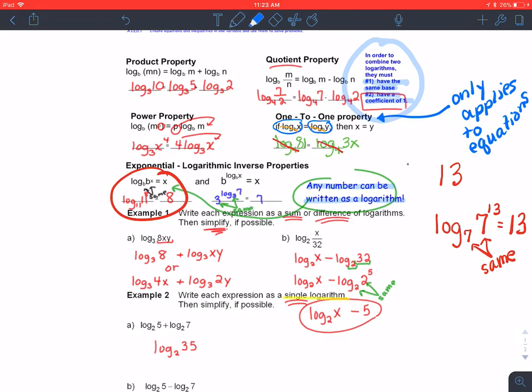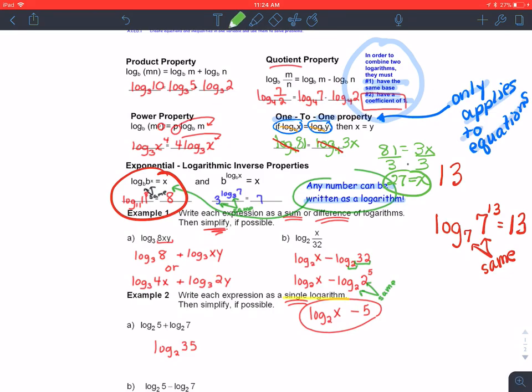This is why this is called the one-to-one property. There has to be one logarithm on each side of the equation. That would leave behind 81 equals 3x, just their arguments, and then you would continue solving that equation for x, and you would get the answer x equals 27. Okay, once again, this only applies to equations.